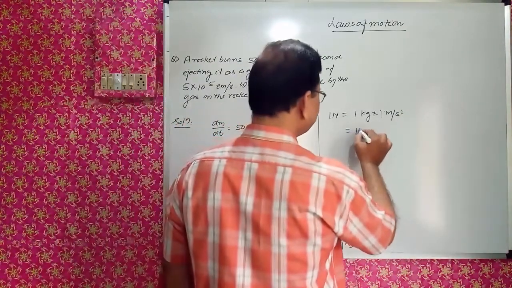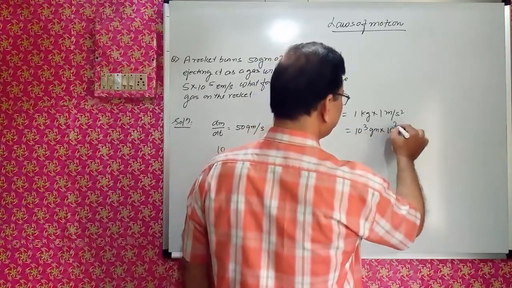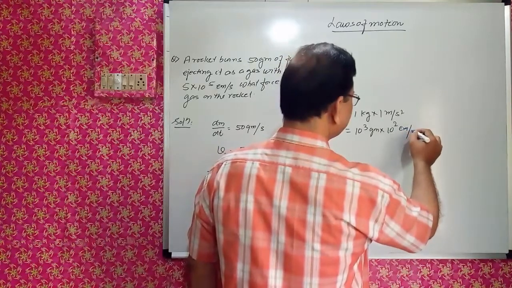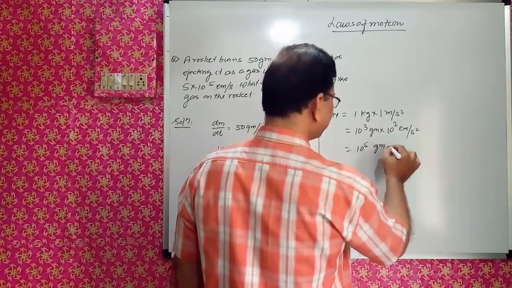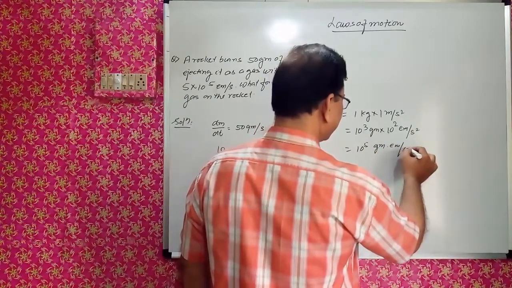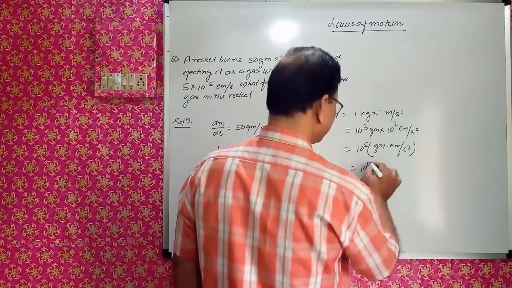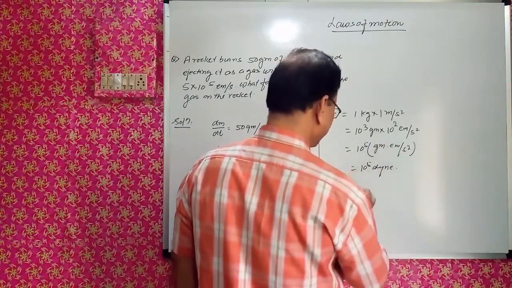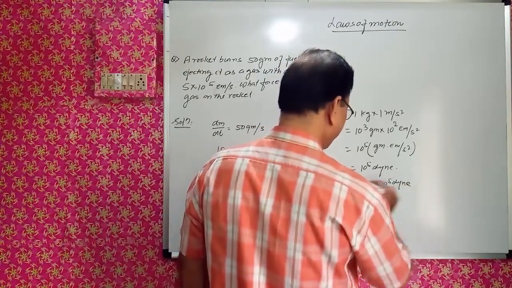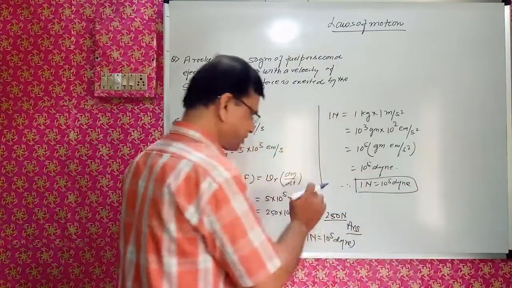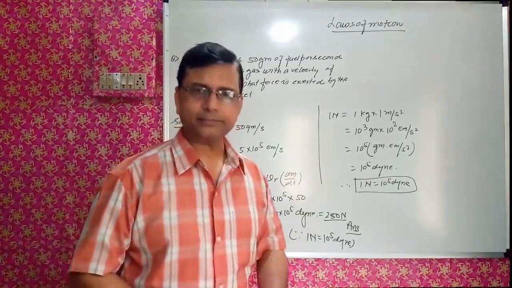1 kg means 10 to the power 3 grams, into 1 meter is 10 to the power 2 centimeters per second square. That is equal to 10 to the power 5 grams centimeter per second square. And this quantity is dyne, therefore 10 to the power 5 dyne. Therefore 1 Newton is equal to 10 to the power 5 dyne. This only I have mentioned over here. So this way, the answer of this question is 250 Newton.